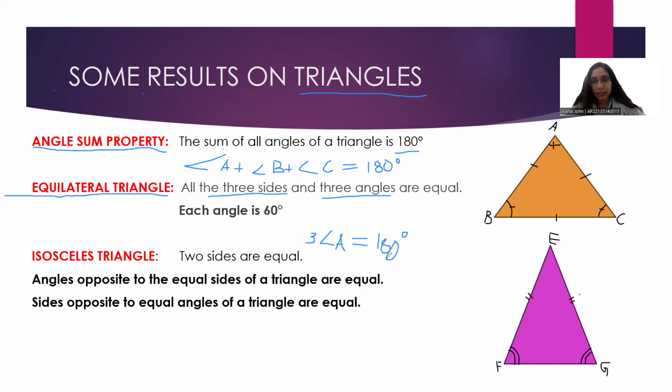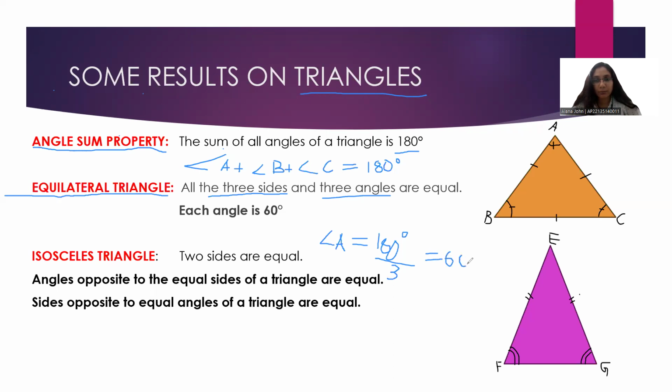Then this 3 can be shifted here and divided, right? Then what happens? It comes 180 degrees divided by 3. 180 divided by 3, how much will it be? It will be 60 degrees.